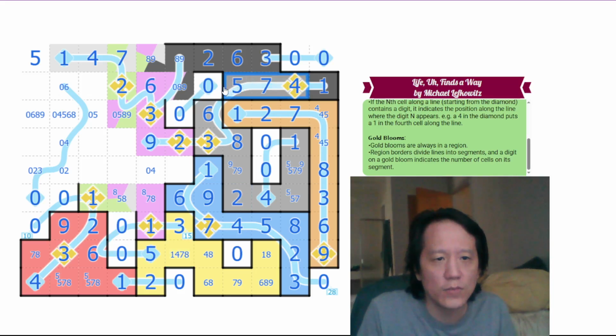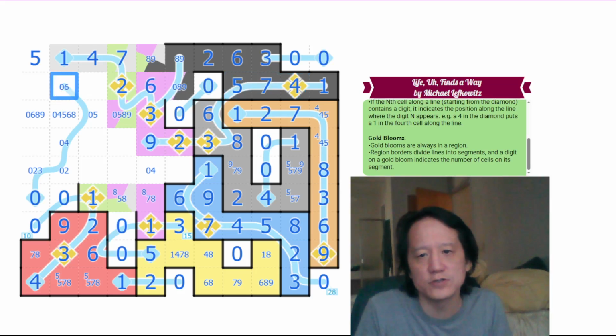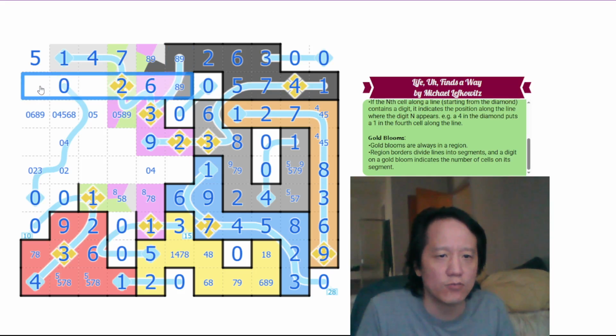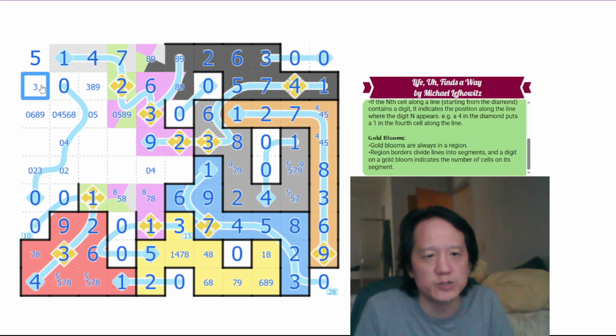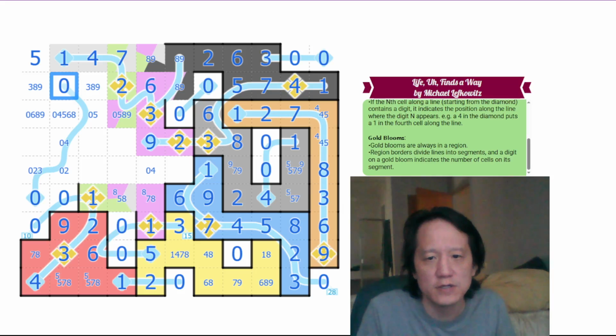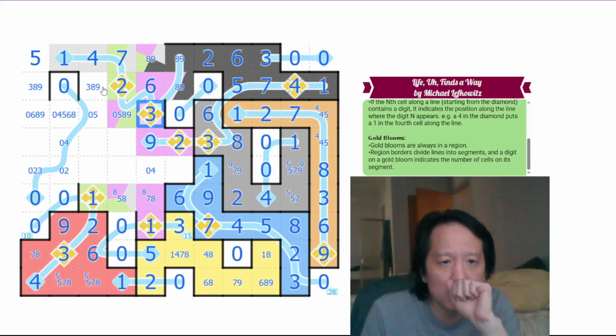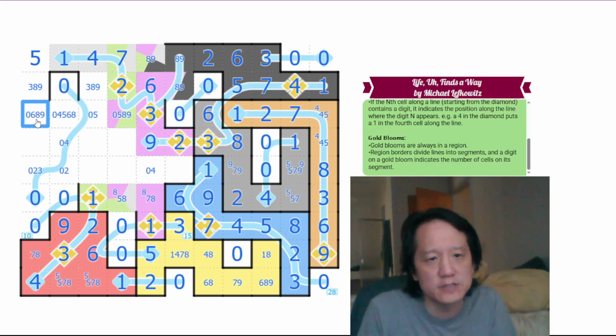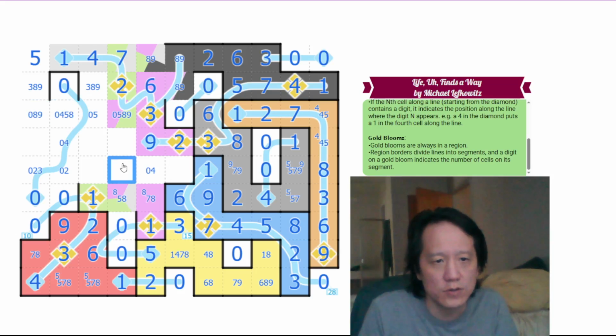Okay. This 6 eliminates 6 here, so this is a 0, which eliminates 0 in the rest of the rows. So this must be 3, 8, or 9. And this must be 3, 8, or 9. And these, so this is a boundary here and here and here. Guaranteed. This 6 eliminates 6 in the rest of the row.